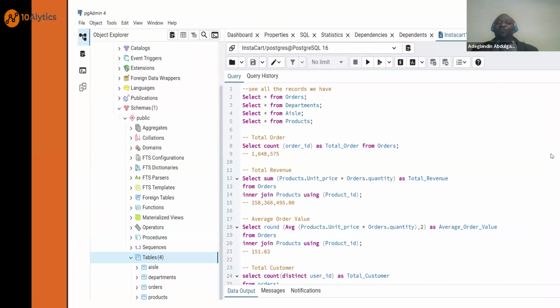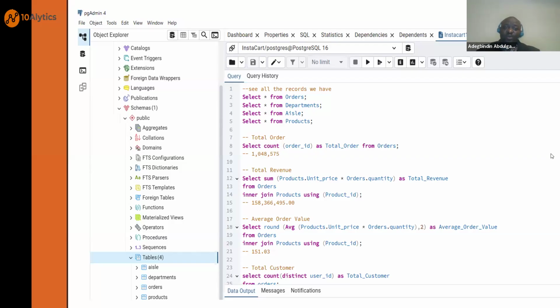So select all from where? Orders. For example, if I say select all the female from what? From this 10Alytics presentation. That's SQL you have done. You have written that line of code, and what it does is you go in, look at all the women in this column and bring their names out. That's SQL for you.